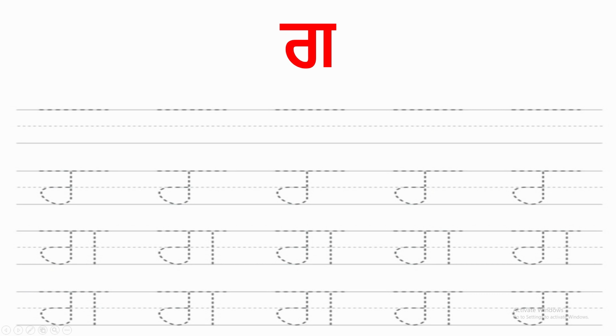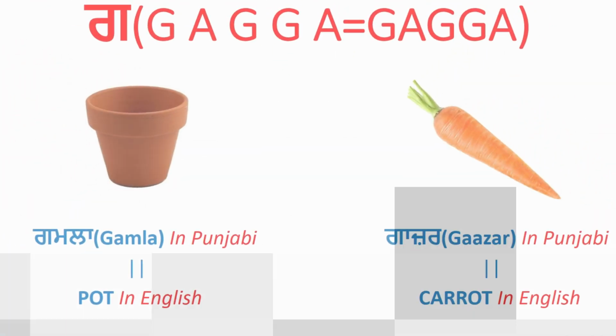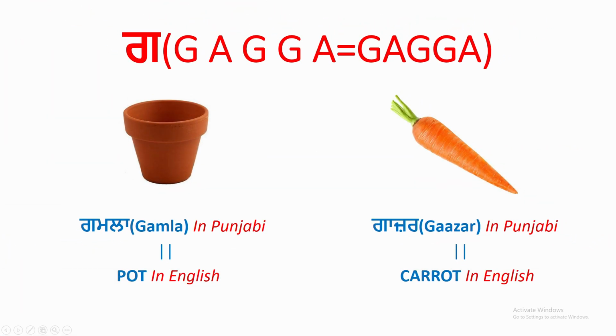And next alphabet is GA. GA, that is gagga. It is pronounced as gagga in Punjabi and it is denoted with G in English. I display some examples on screen which describe this alphabet that are gagga for gaajar and gagga for gamla. In English, pot is called gamla and the carrot is called gaajar.